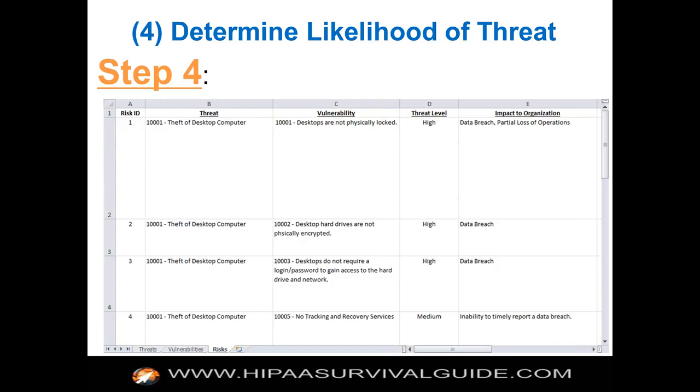Right, so again, we have a spreadsheet. Here's a threat, here's a vulnerability, threat level high, impact to the organization, data breach, partial. So this is our threat vulnerability impact risk spreadsheet. We've got three different tabs here. We've got threats, we've got vulnerabilities, but when we're identifying risks, we're actually looking at threat vulnerability pairs, okay? And we're assigning a subjective value to that.